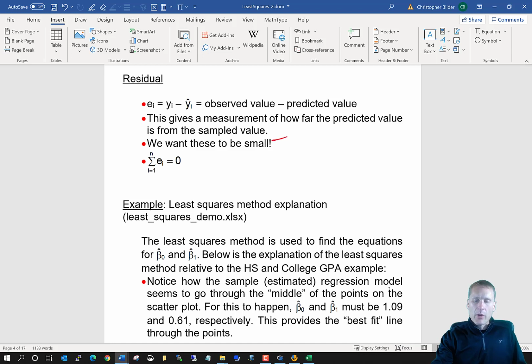Now, as I said here, we want these residuals to be as small as possible. The smaller they are, in absolute value, the better the model is doing in predicting. And there's an interesting little property here with this least squares method that finds the equations for beta hat 0 and beta hat 1. And that is, it tries to draw the line in a way that is through the middle of the points. And since it's going through the middle of the points, if you were to sum up all the residuals, they end up being 0. So that's kind of cool.